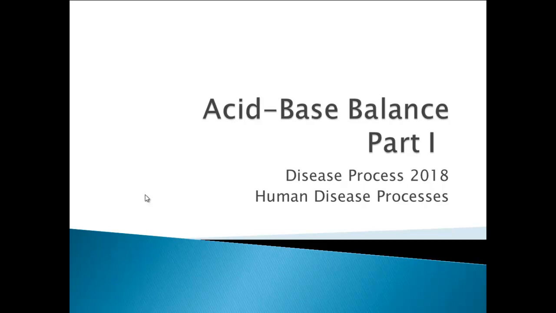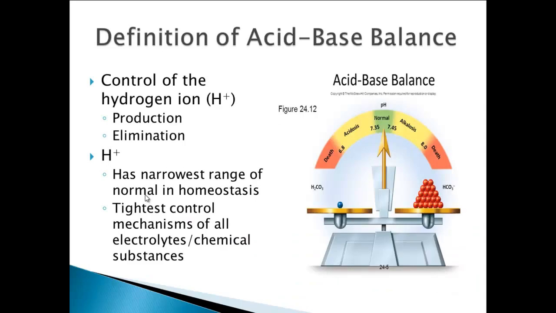So this is going to be the initial discussion of acid-base balance, the very first lecture in this series. Acid-base balance pretty much is the control of the hydrogen ion, its production and its elimination, to keep the pH or the acid level of the body in a pretty narrow range.